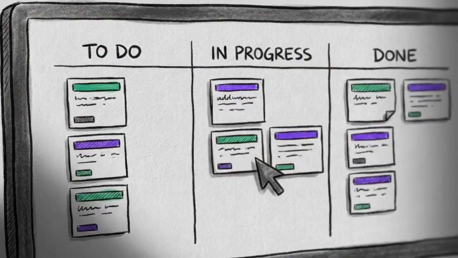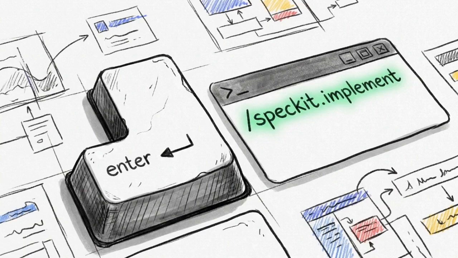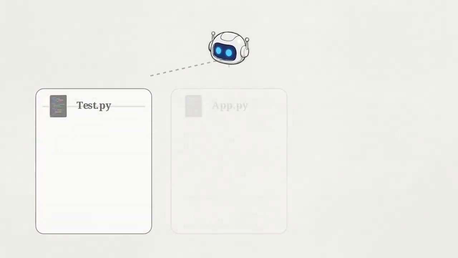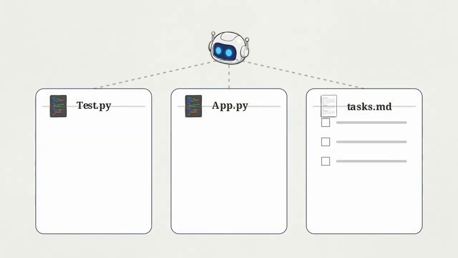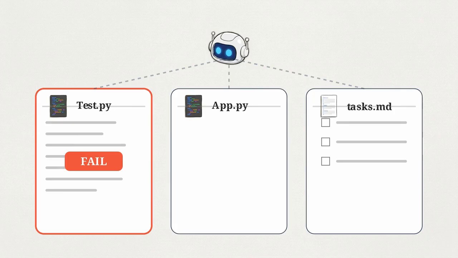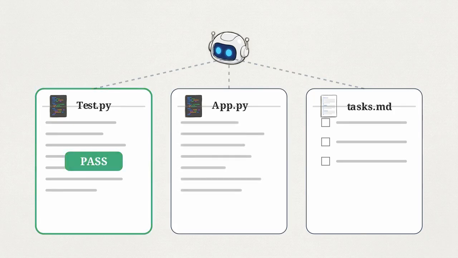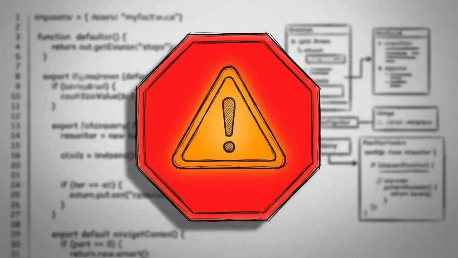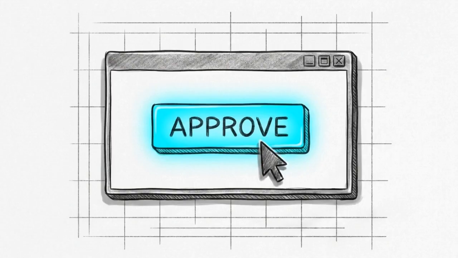logical, step-by-step order. Start the implementation phase by triggering the /speckit.implement command. The agent follows a strict cycle for each task. It writes a unit test, verifies that it fails, writes the implementation code until the test passes, and then checks the task off the list. If the agent encounters a quality gate that hasn't been checked, or a test that won't compile, it will stop and wait for human permission before continuing.